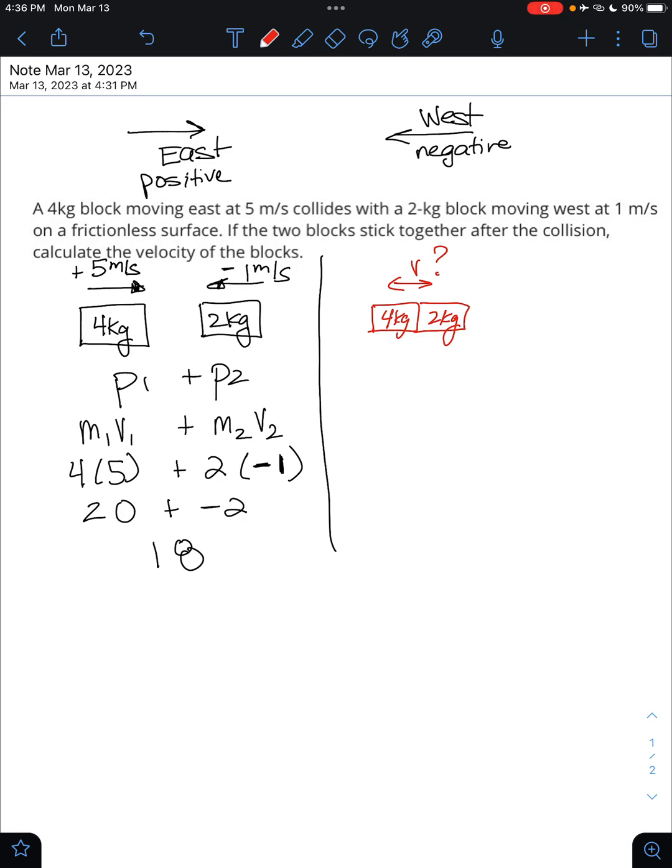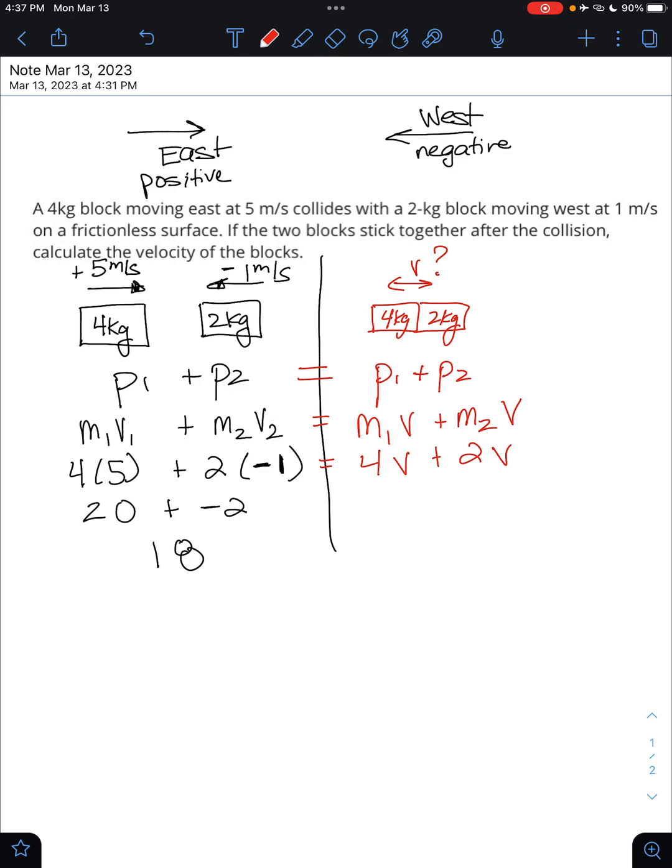What I do know is that the total momentum, P1 plus P2 after the collision, has to be the same as P1 plus P2 before the collision. In class, we showed you that you can combine those two masses moving at a new velocity. The other way you could do this problem would be to say M1 times our unknown speed plus M2 times our unknown speed. And so we would say M1 is still 4 kilograms, but we don't know the speed. M2 is still 2 kilograms, but we don't know the speed.